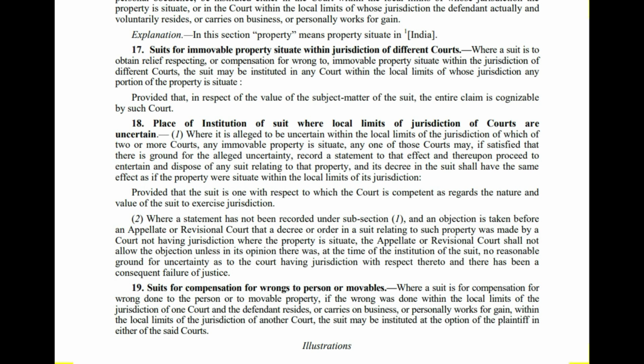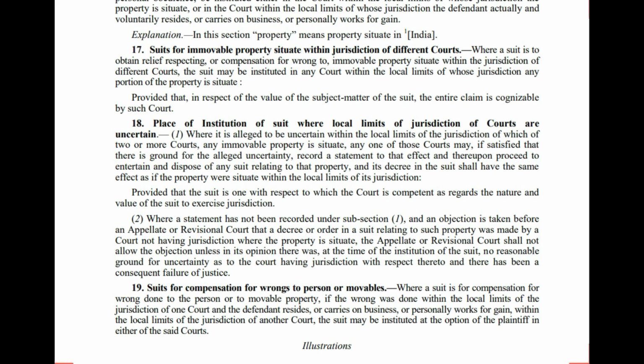Now let us move to section 19. Suits for compensation for wrongs to persons or movables. If there is a wrong done to a person or a movable, compensation will be given in certain suits. Now we are going to see that in detail. If a person is filing a suit for compensation for the wrong done to the person or to a movable property, and the wrong was done within the local limits of jurisdiction of one court.